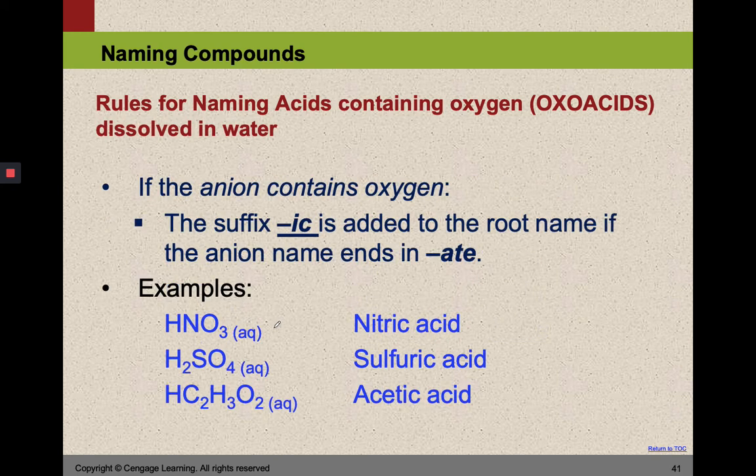However, once they are mixed with water, there can be two types, so there's another type of naming. If the anion contains oxygen, first the suffix "ic" is added to the root name if the anion name ends in ate. For example, NO3 minus.